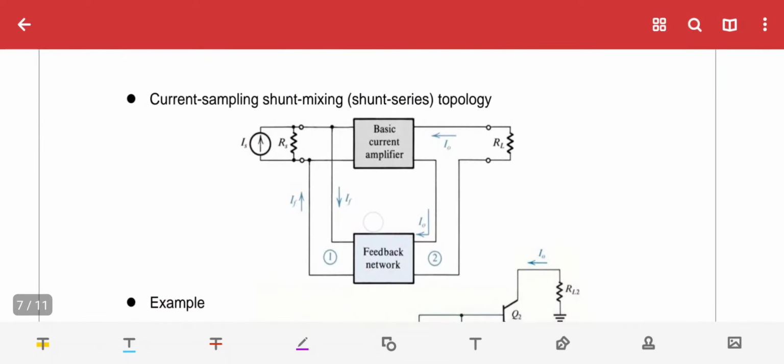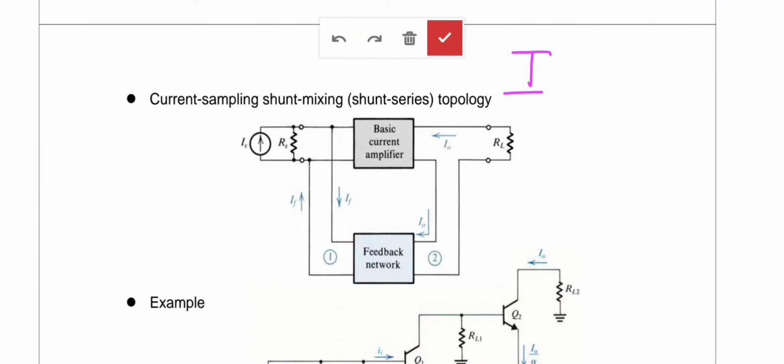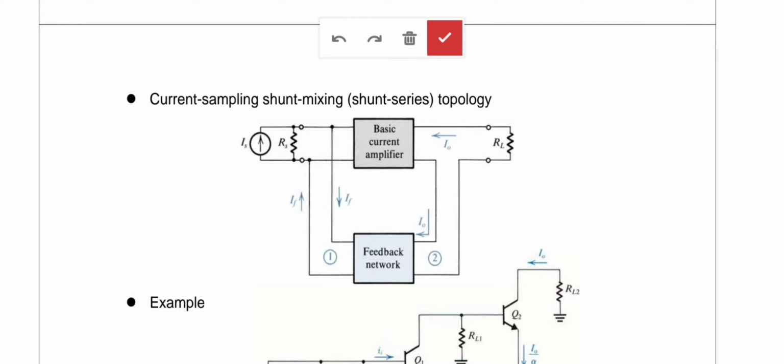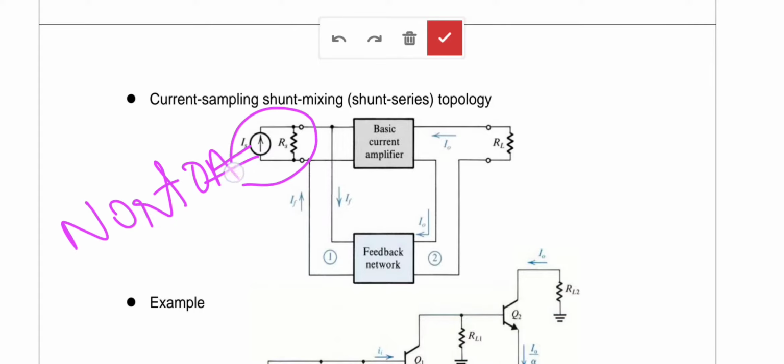This is the circuit or structure of a shunt series topology. Shunt series means input is current, output is current. Input is connected parallel, output is connected series. So the input is a current source Is. Here we have to use the Norton equivalent circuit. If the input is voltage, we use Thevenin's equivalent circuit. If the input is current, we use Norton representation. So Is in parallel with Rs.